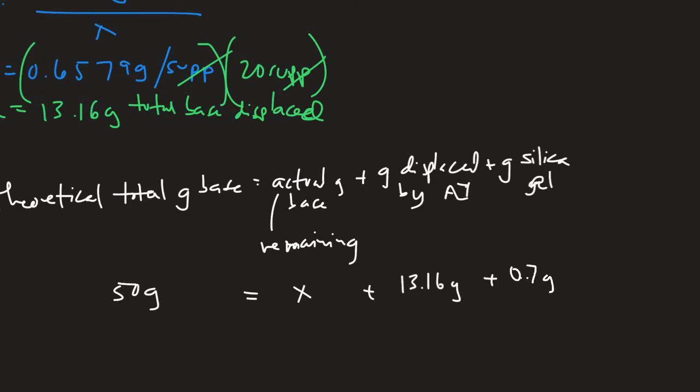Notice how everything's in grams here, because as I said in one of the important concepts in the beginning of the video, you have to subtract like units. So make sure everything's in grams or in milligrams, as long as they're the same units. So let's see, 50 minus 13.16 minus 0.7 would give you 36.14 grams of base needed.